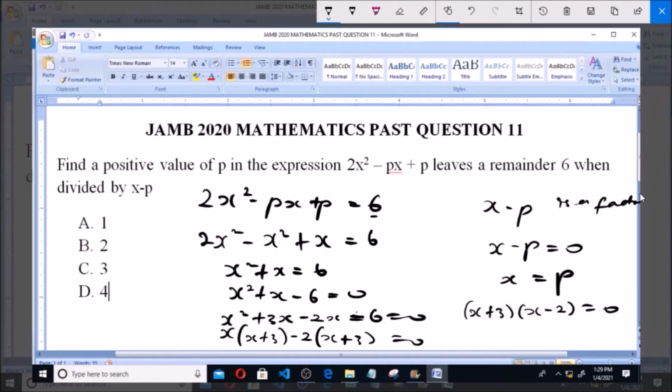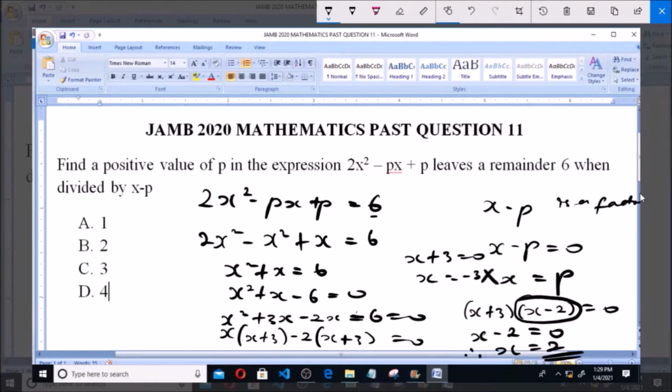But the question says we should find the positive value. Now to find the positive value, we have to pick x minus 2. So for the positive value, we have x minus 2 is equal to 0. Therefore x is equal to 2. So this is the positive value of x, because if we pick x plus 3 equals 0, x will be equal to minus 3, which is not a positive value. So the positive value of x is 2, and that is option B.